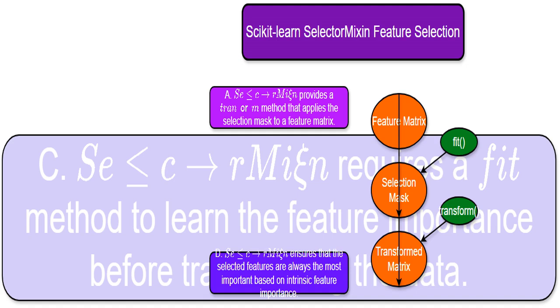Before you can select the best features using the transform method, the fit method needs to assess the data, and then figure out which features are most relevant to your problem. It's like a chef tasting the ingredients before they start cooking.